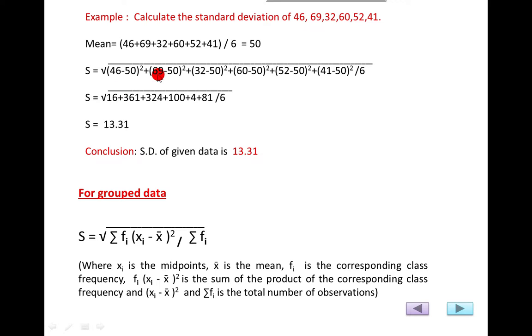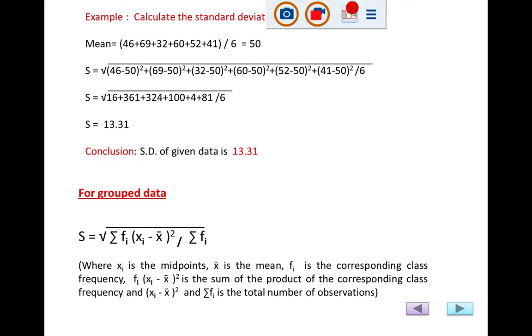The difference is 69 minus 50, then whole square, 32 minus 50 whole square, and so on. Add all values, divide by 6, and then take the square root. You will obtain 13.31, and the conclusion will be the standard deviation of the given data is 13.31.